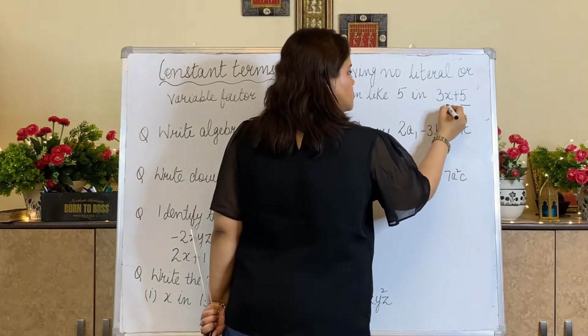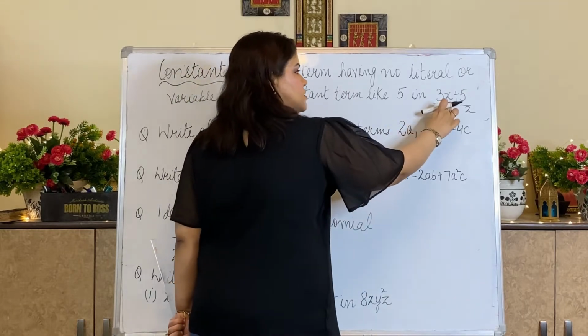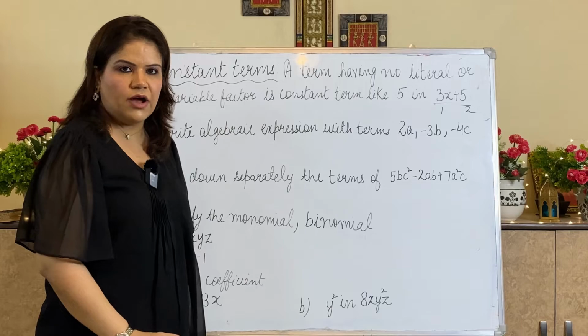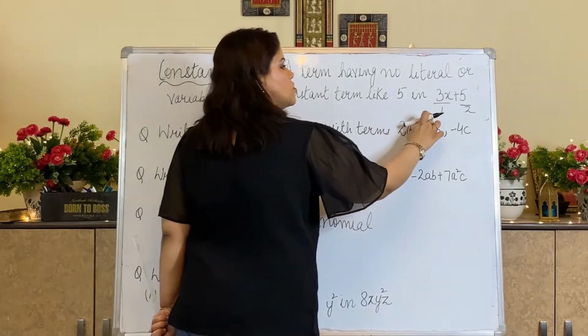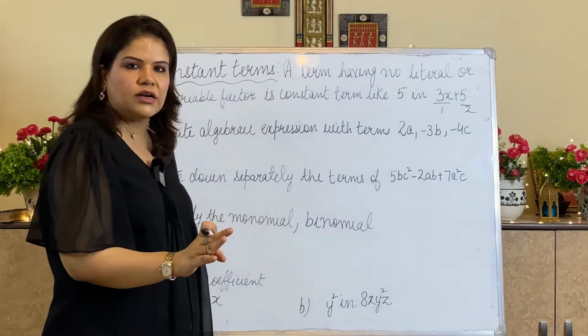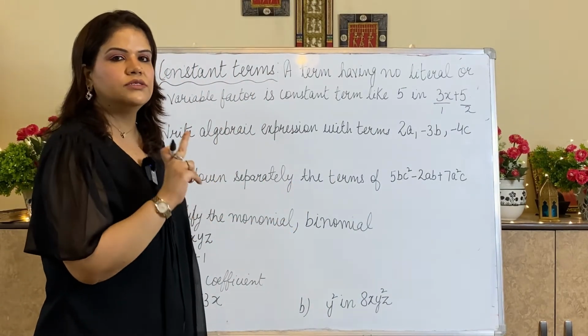We have two terms here. 3x is the first term, 5 is the second term. But 3x has a variable factor attached to it. So it is not a constant term. While 5 has no variable factor attached to it, that's why 5 is called a constant term.